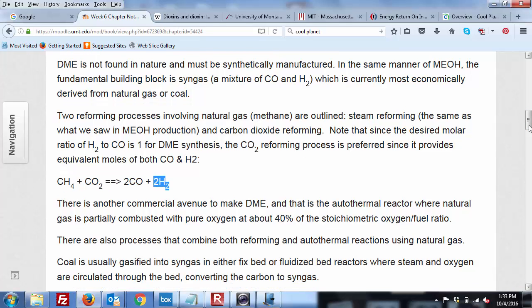And so the question is, why go to all this trouble? Well, now you have a liquid fuel, right? The whole point is now you have a liquid fuel that you can drive around with. Otherwise, you just have these gases there that aren't doing much for you.